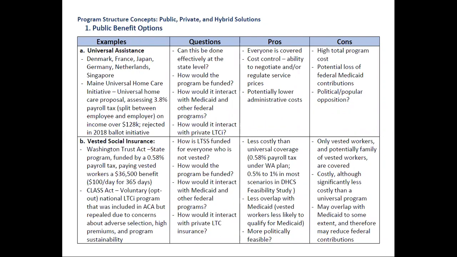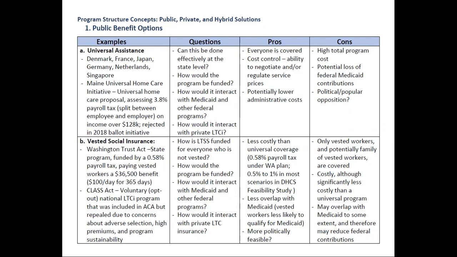There's a good amount of information in the document, so I'm not going to cover everything. So again, if you can, please read through it on your own. The document first covers public benefit options, then covers some programs that would help to promote private solutions, and then it will go over what a hybrid solution would look like.